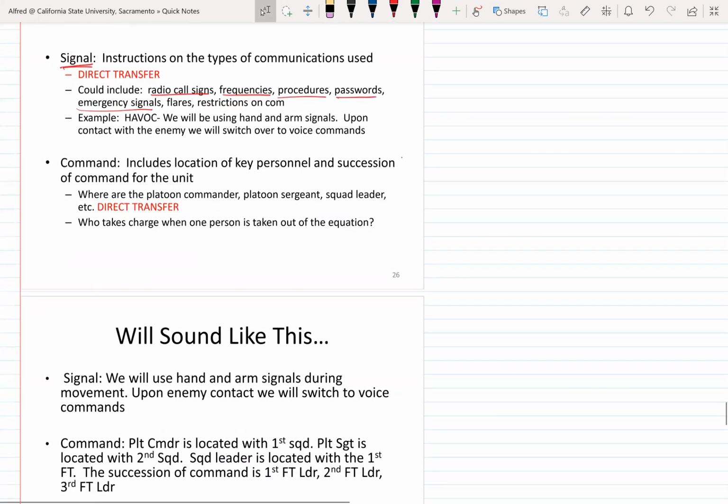This is it. It's just signals and command. So that's the easiest section.